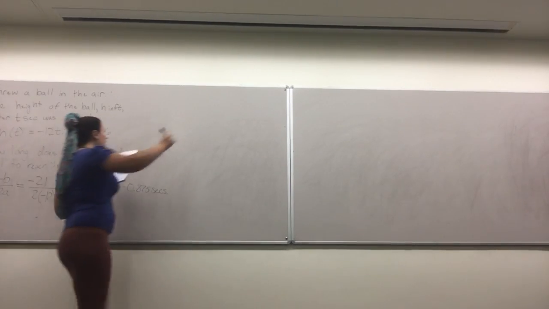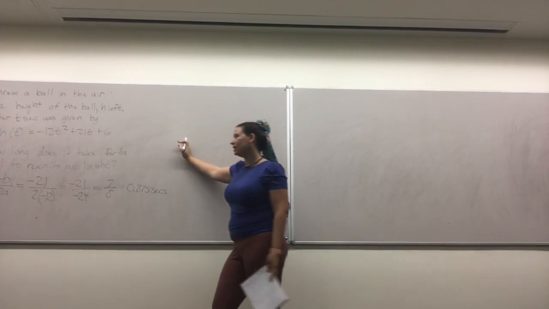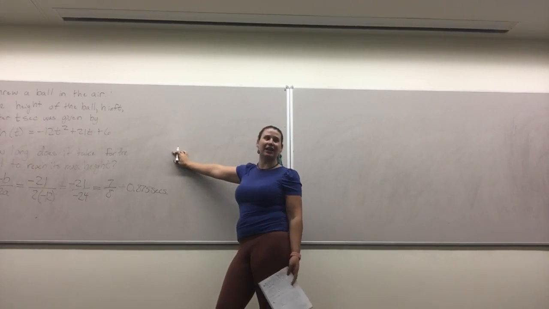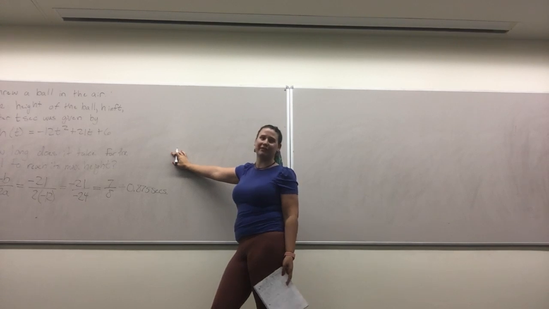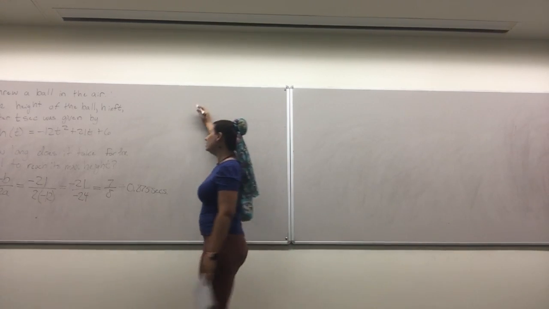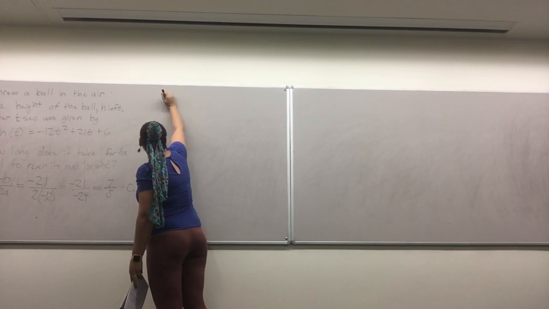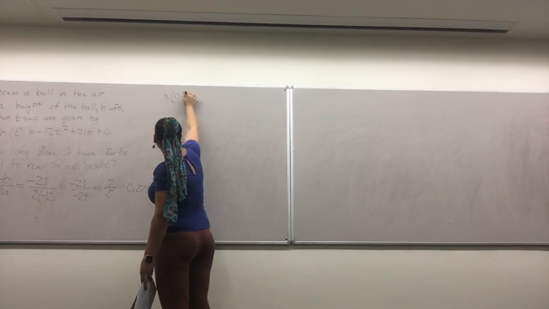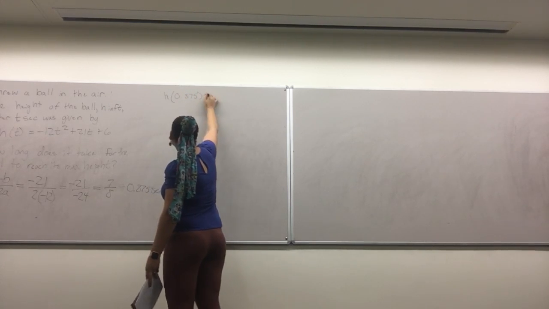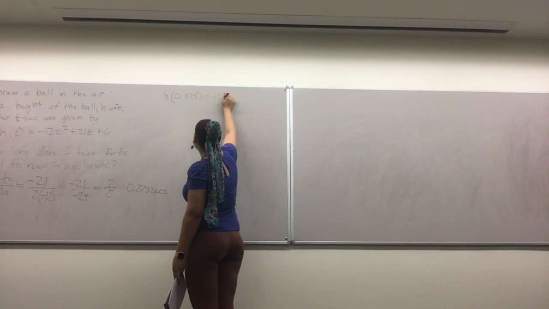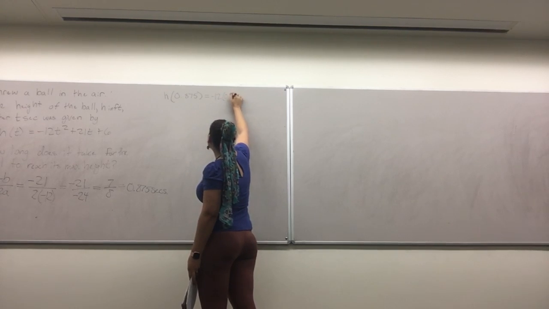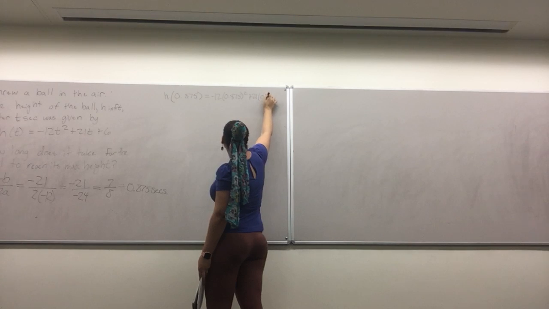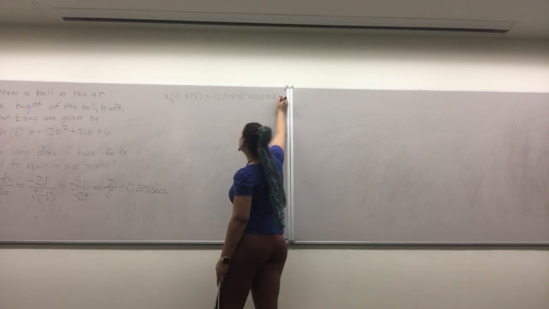Then, are we done actually? No. Why not? That's just the x value. We have to find the y value now, right? We have to plug this in. So we have to find h of 7/8 or 0.875 seconds. So that is negative 12 times 0.875 squared plus 21 times 0.875 plus 6.